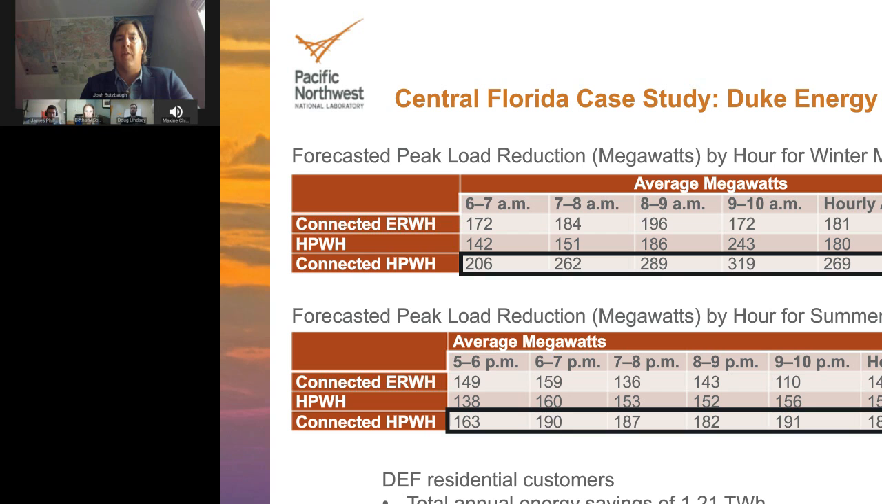I also calculated some of the cumulative benefits for Duke Energy Florida residential customers. These are the customers that were in that sweet spot. So those folks would save an annual 1.2 terawatt hours per year of energy savings, and that's equivalent to roughly 2 billion pounds of greenhouse gas emissions that would be prevented. So there's quite a bit of benefit to those residential customers as well, and Duke Energy Florida would see those peak load reductions that you see in those tables.